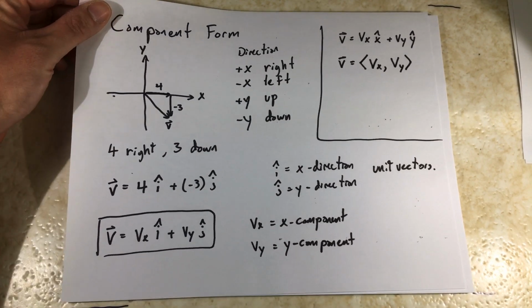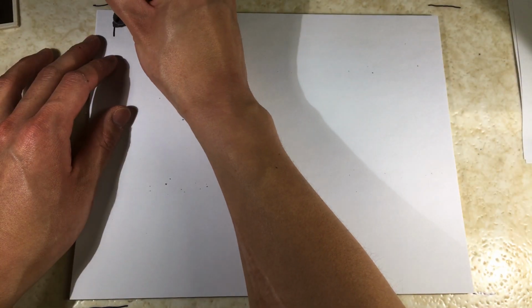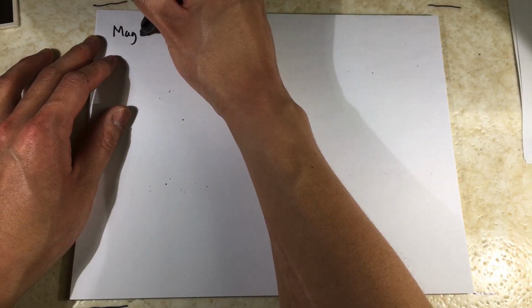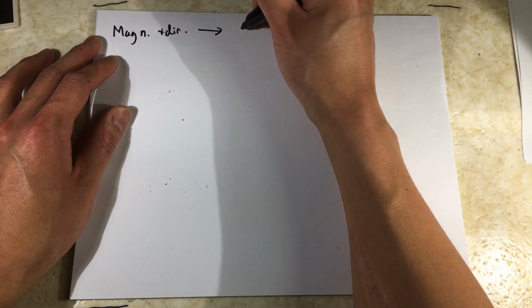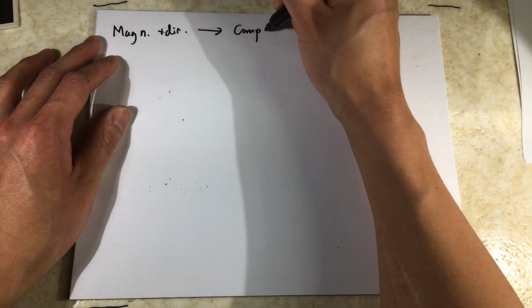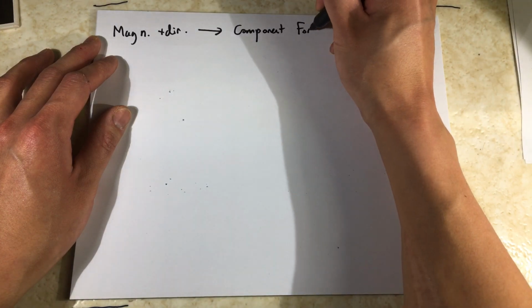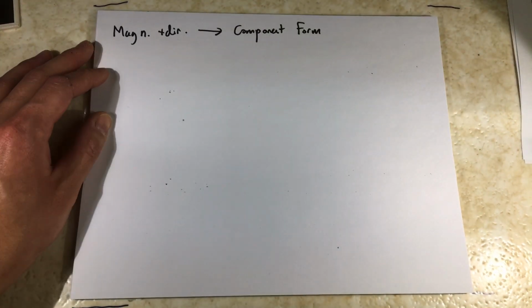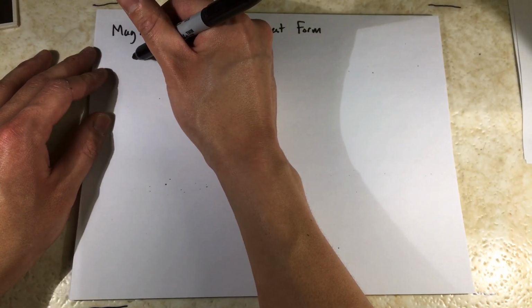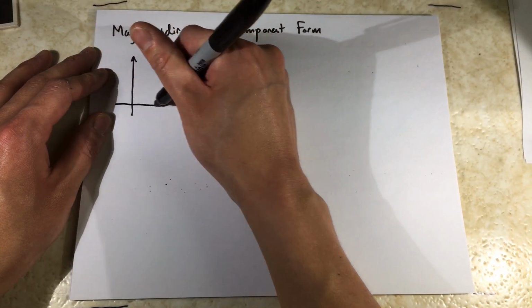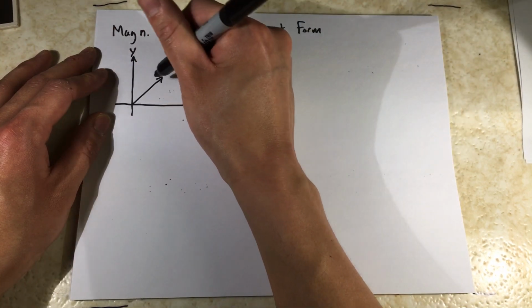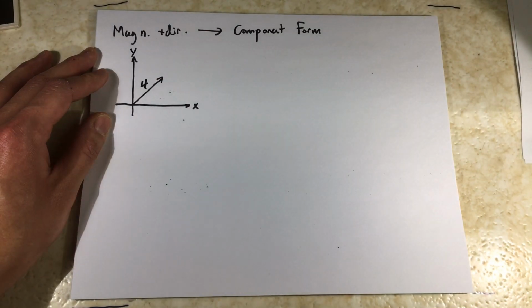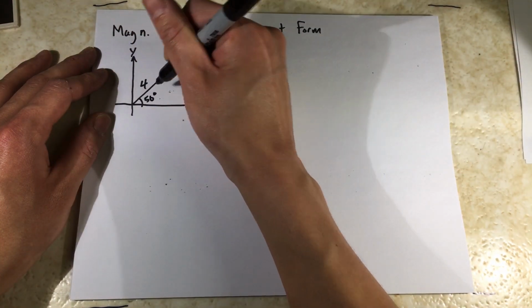All right, so let's get to conversions. What we want to do, and I think the first 4 homework problems are converting from magnitude and direction to component form. Okay, so let's say that we have some vector on x and y axes, and it's something like this. It has a length of 4 and it's at 50 degrees.